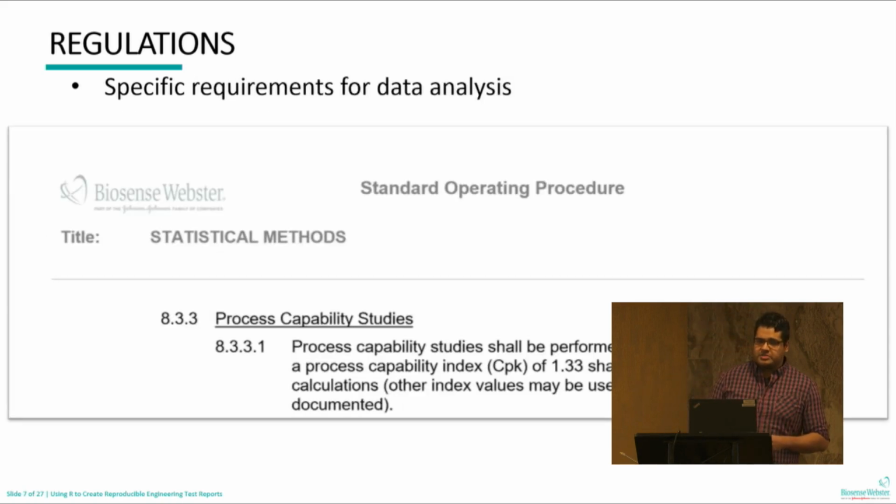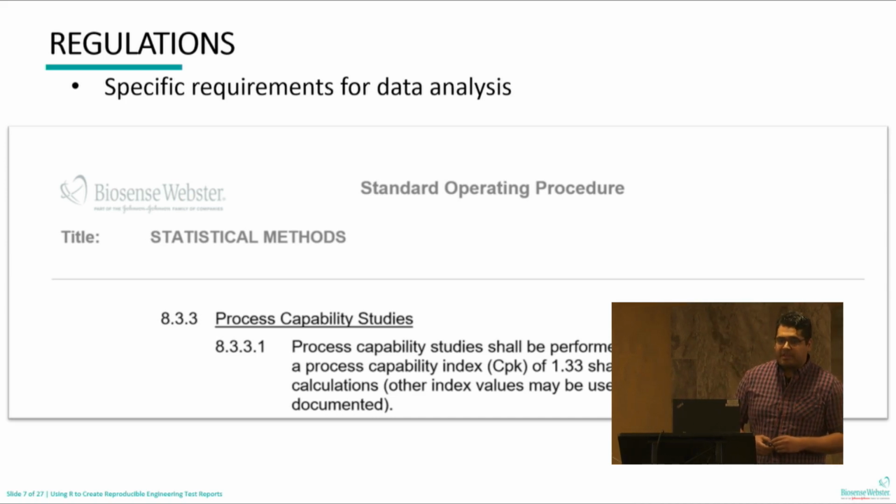We also had regulations that came to our stat methods. This is an example of a process capability. Whenever we do histograms or process capability studies, we are required to show the CPK. Anything below 1.3, we're supposed to generate a rationale on why it's allowed.